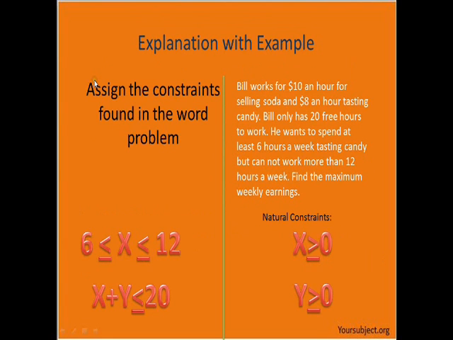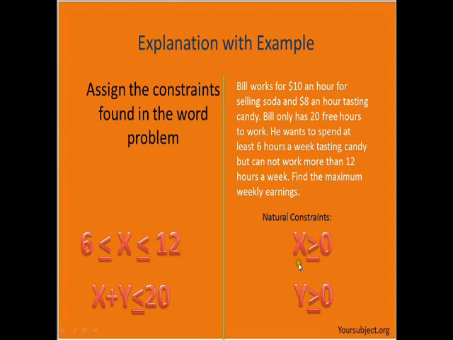So after that, we have to assign the constraints found in the word problem. So in the word problem, X, which is the number of hours that he can work tasting candy, is at least 6 hours, so greater than or equal to 6, and no more than 12 hours a week, so less than or equal to 12. The same goes for the other one, which is that the combined hours of X and Y cannot be more than 20, so X plus Y is less than or equal to 20 hours per week, which is in the word problem.